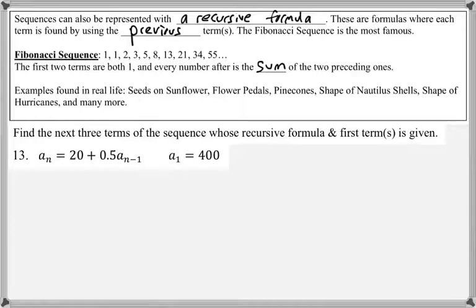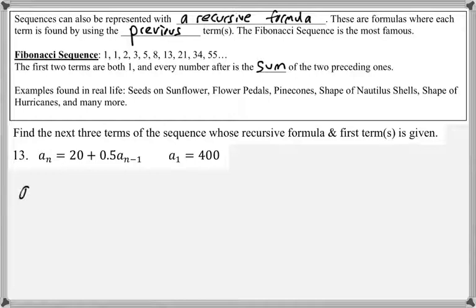Okay, number 13 says, find the next three terms of the sequence whose recursive formula and first term is given. So this is our formula that we're going to use to generate the terms, and this is our first term. And you'll notice here that we have a_n, and then it's based on a_(n-1). And a_(n-1) is just really the previous term. So this is the current term, this is the previous term.